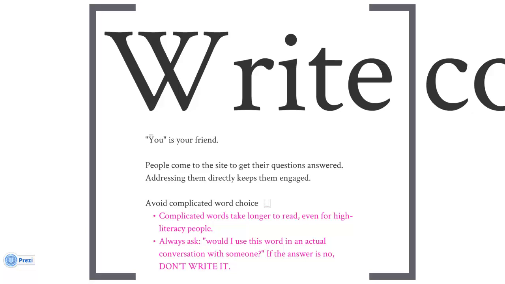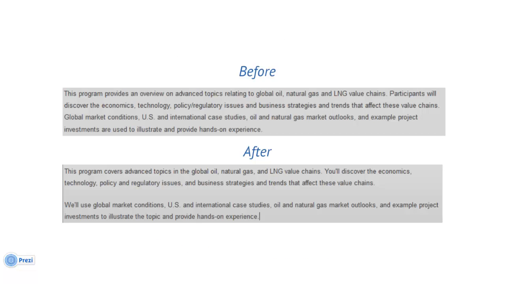A big part of this is just using you, I, and we. The first thing that this does is involve the reader. They feel more engaged. So let's take a look at this rewrite of an executive education program's overview. You can see here, instead of saying participants will discover the economics, technology, policy, regulatory issues, it says you will discover the economics, technology, policy, regulatory issues. This immediately brings people into what they are reading. It makes them feel engaged.